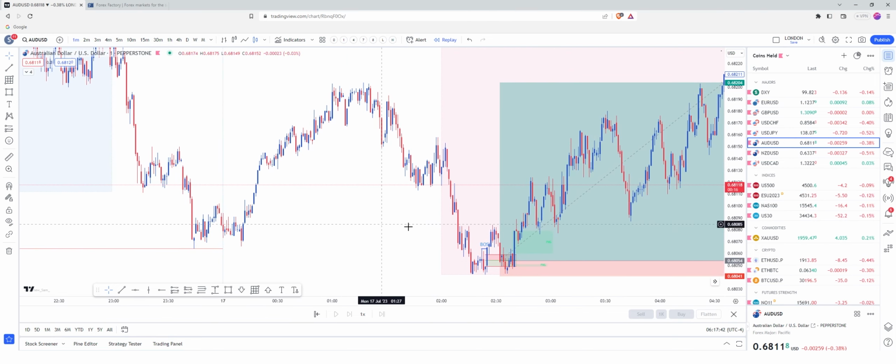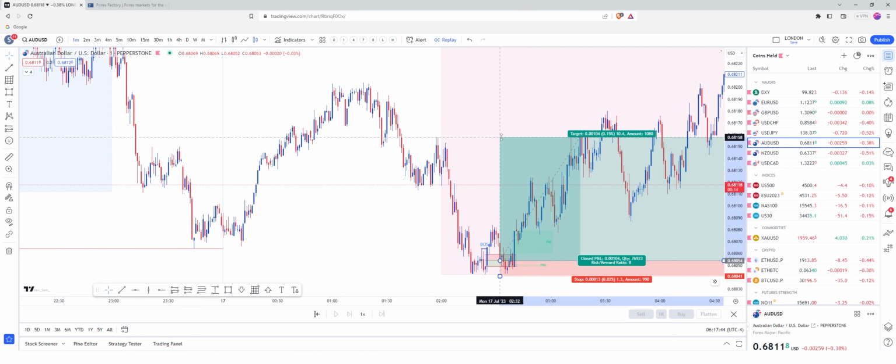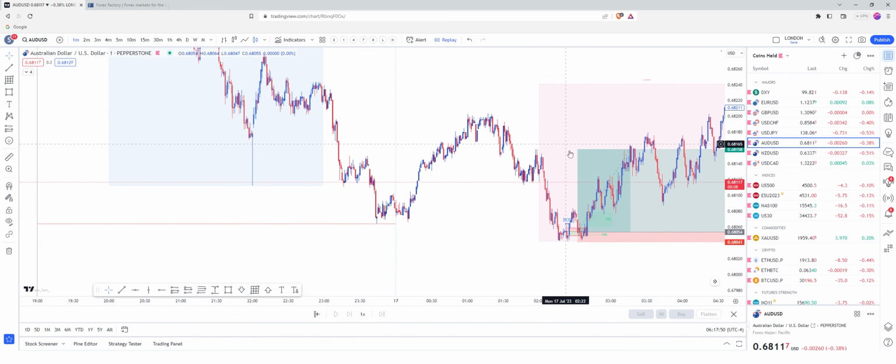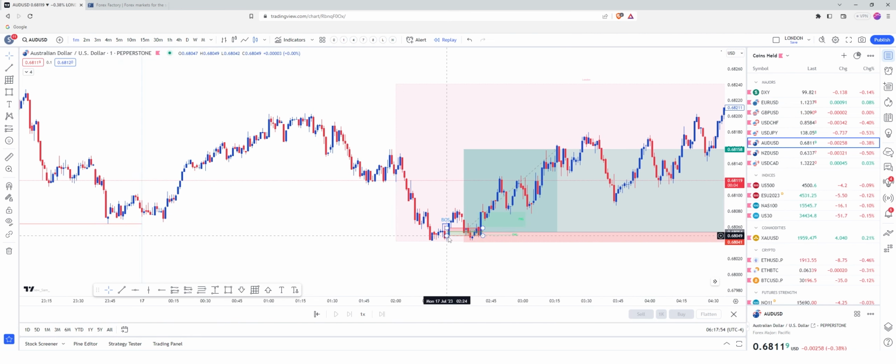So Australian dollar was lovely. You could have taken the session high. We've got highs just before here, so whatever the take profit would have been. But you can see the entry was solid. After sweeping that, we would just wait for the pattern to occur. Break of structure with displacement. Entry in.